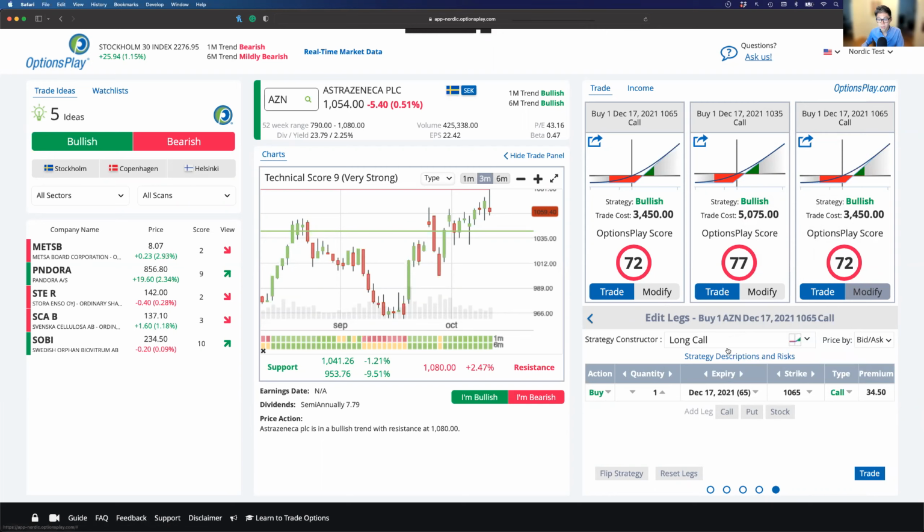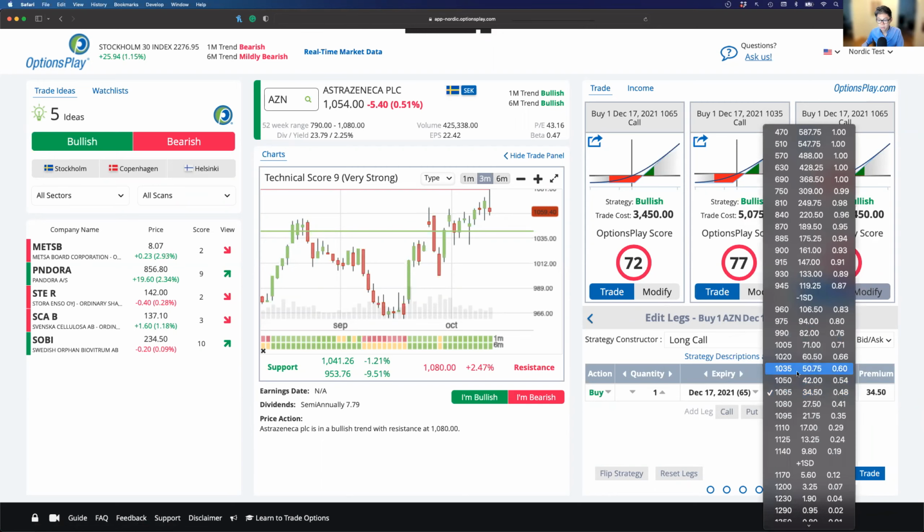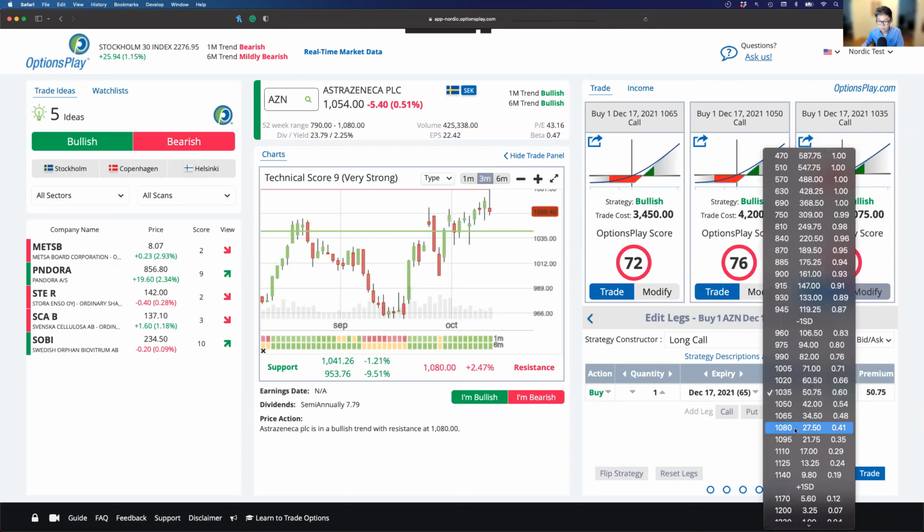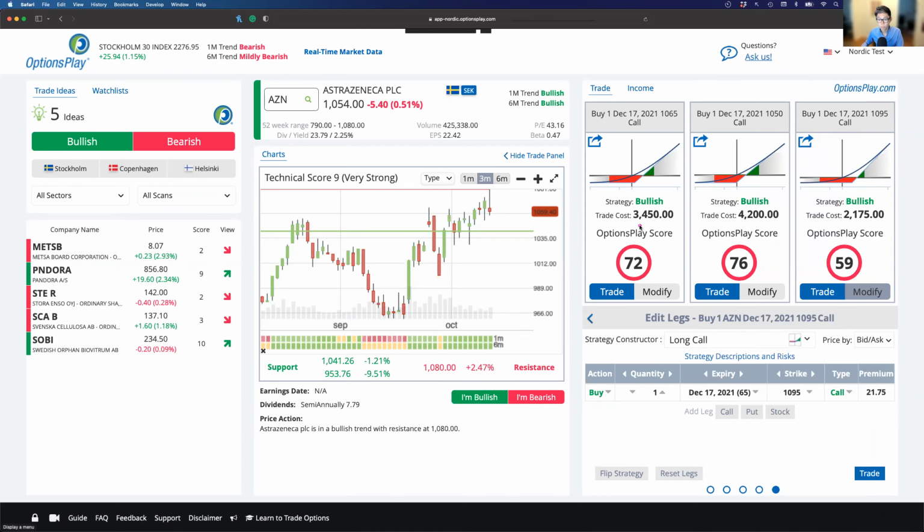Maybe you want to compare the 1035, the 1050, and let's say the 1095. Okay. So one cost, this is odd. This is the bid-ask price. Oh, sorry. I know why. This is flipped. This should be 1050. This should be 1065. Okay, so 3 strategies. One costs 4,000 crowns, one costs 3,200 crowns, and one costs 2,000 crowns.